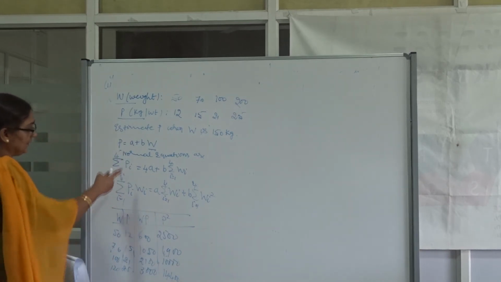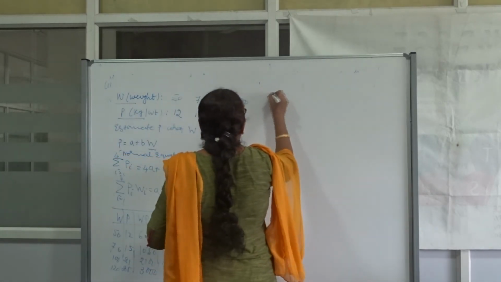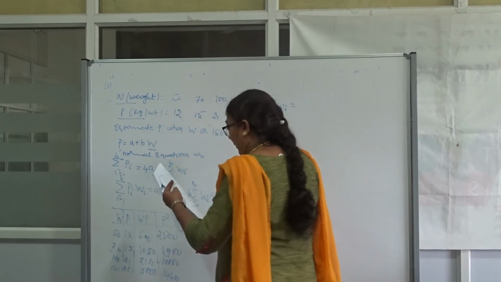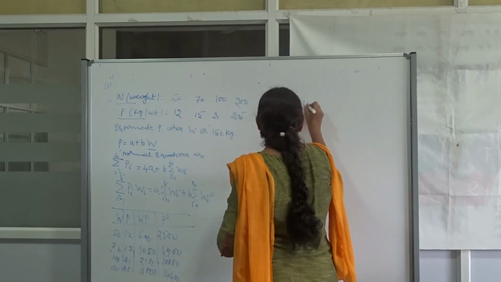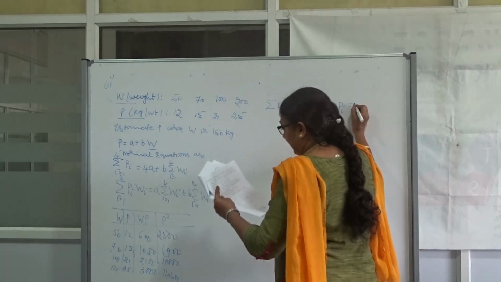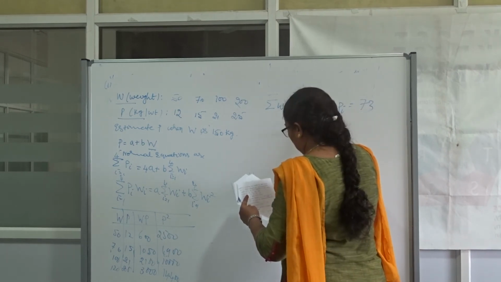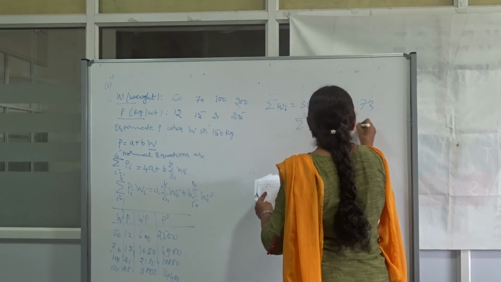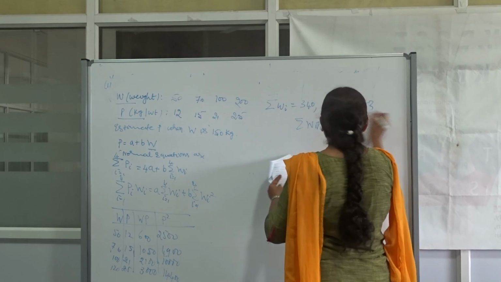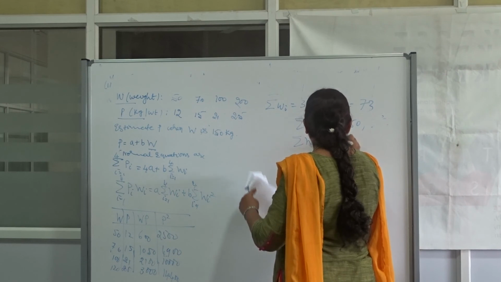Substitute these values in the equations. Take the sums. Sum of Wi is 340, just using a calculator. Sum of Pi is 73. The sum of Wi Pi is 6750. Sum of Wi square is 31,800.